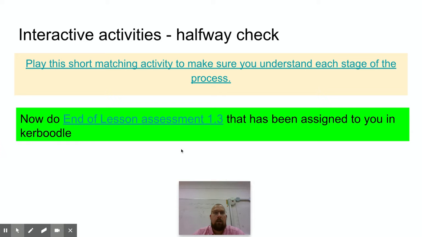Okay, play this quick sorting match activity to make sure you understand each stage of the process. You'll do the end of lesson assessment on your Caboodle, so make sure you remember your login. This will be assigned to you on Caboodle during the day.